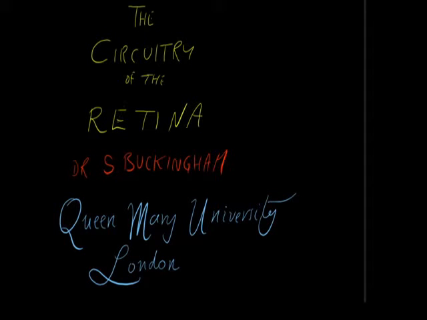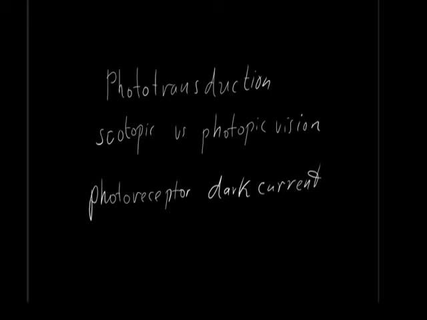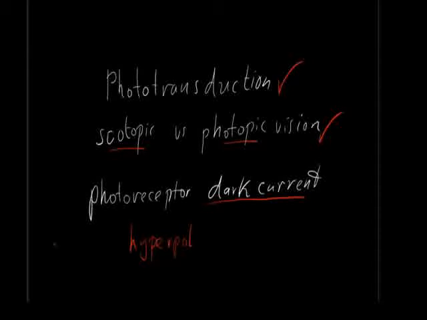In this lecture, I'm going to talk about the circuitry of the retina. I'm going to make a few assumptions as I go through this video. The first is that you already understand phototransduction. I'm not going to talk about that. I also assume that you understand the difference between scotopic and photopic vision, so I'm not going to talk about that. I'm also going to assume that you understand that photoreceptors emit a dark current, that is, that they hyperpolarize in response to light, and that light does not depolarize them.